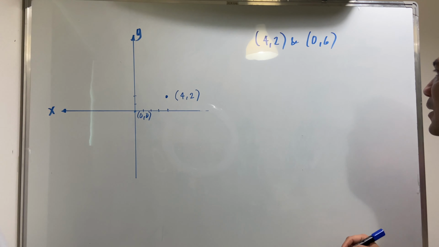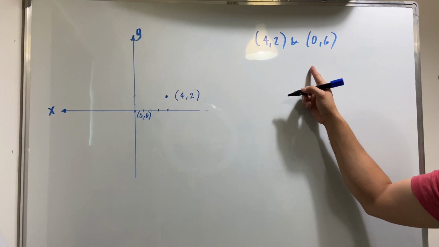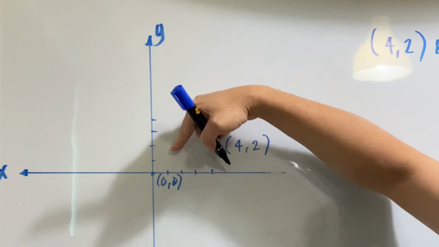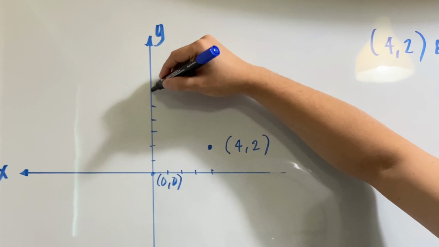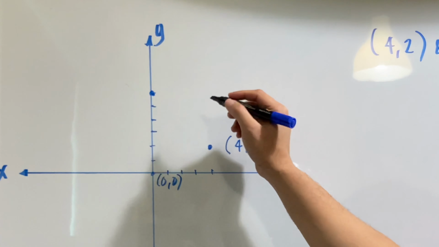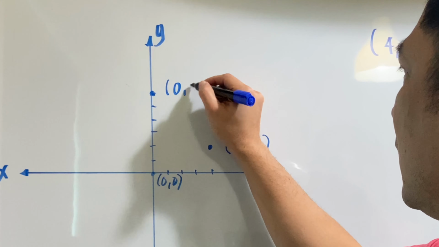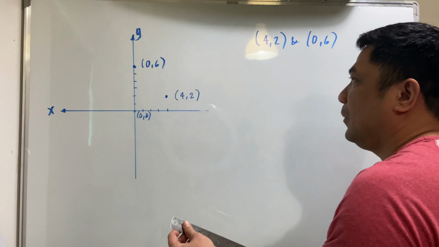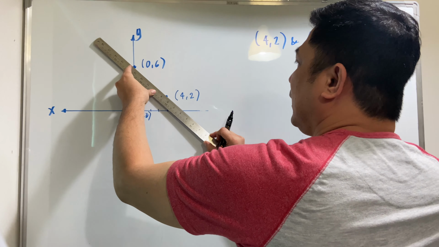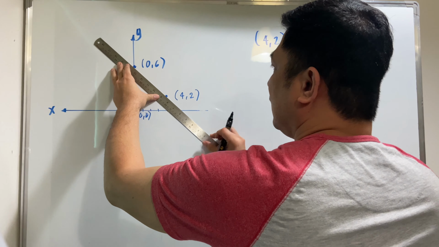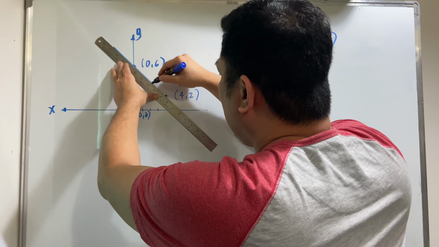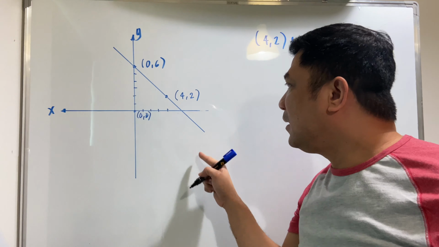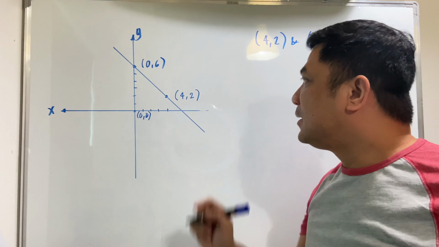And then you have (0, 6): 0 and then 6. You count 1, 2, 3, 4, 5, 6. That is our second point, which is (0, 6). If you connect these, we can draw the line. So the line is passing through the points (4, 2) and (0, 6).